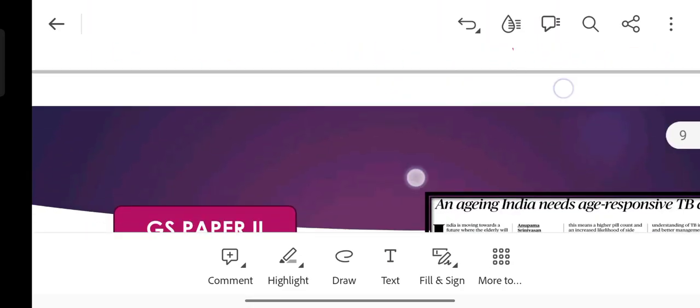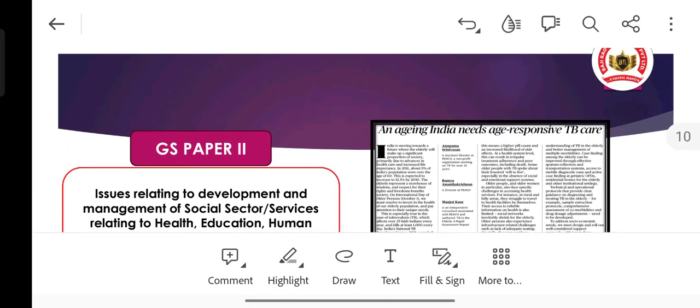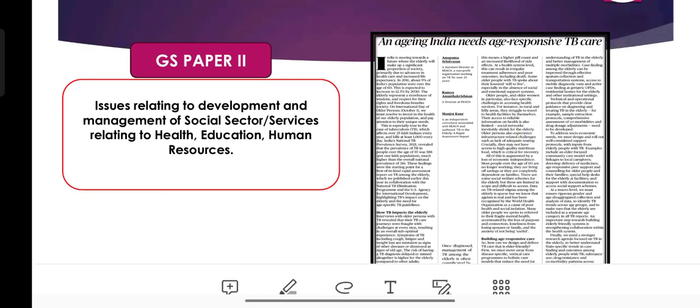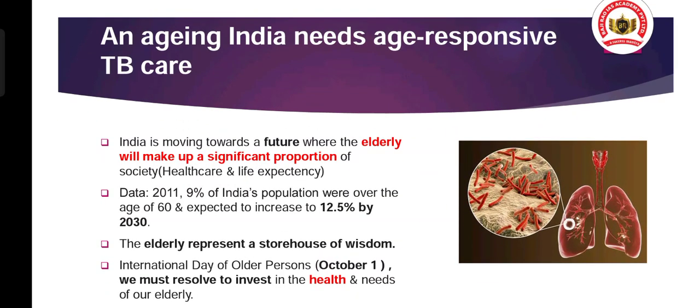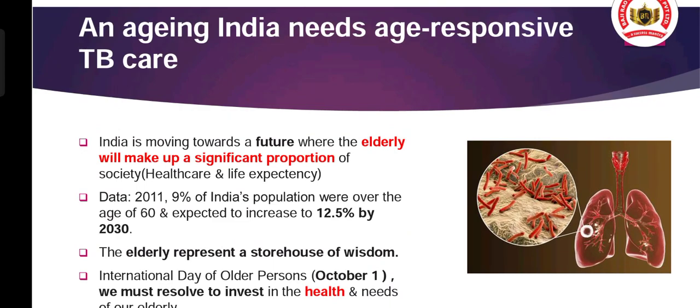Now shifting our focus to the second article, and it will be covered under GS paper 2. Recently, a report was published by the United Nations that highlighted that India's aging population is going to rise. It is going to rise means what? Our demographic population is now achieving its maximum peak, and after that definitely the dependent population, specifically the old age population, is going to rise.